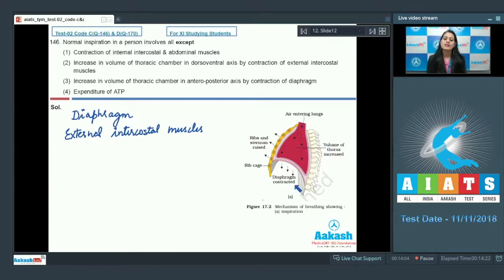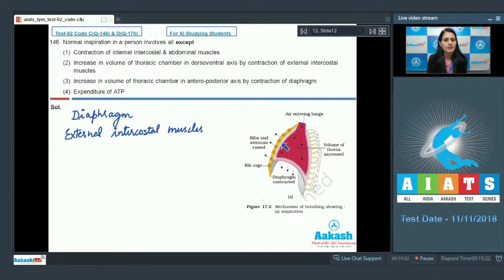ribs here. Now it is the contraction of the muscle fibers of this diaphragm which causes it to become flat and lower down, and this will lead to the increase in thoracic cavity in anterior posterior axis. On the other hand, the contraction of these external intercostal muscles lifts the sternum and ribs outwards and upwards, and this will lead to the increase in thoracic cavity in dorsoventral axis, that is forward and backward direction. So thoracic cavity increases in dorsoventral axis as well as in anterior posterior axis because of the contraction of external intercostal muscles and diaphragm respectively.